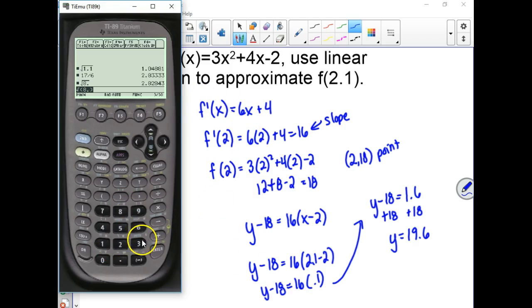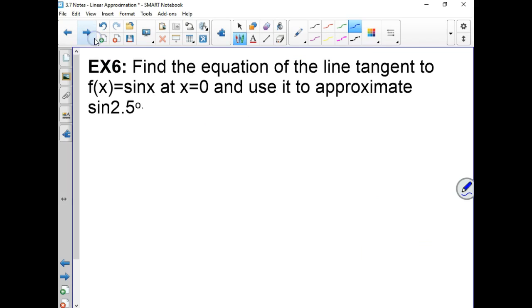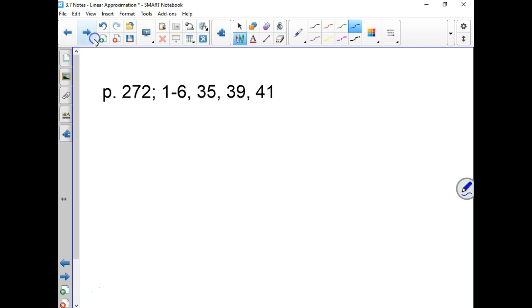If we take 2.1 and actually plug it in, I did something wrong. I don't know what we get, but that's okay. This is right. Yes, this is what I want you to do here.